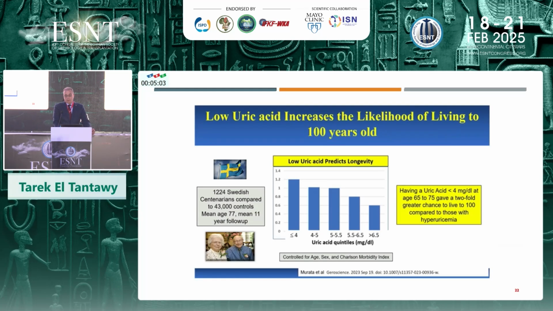And also from Sweden, another study including around 1,200 patients: lowering serum uric acid to less than 4 milligrams per deciliter, including centenarians, compared to around 40,003 other patients, is responsible for a twofold greater chance to live to 100 years.